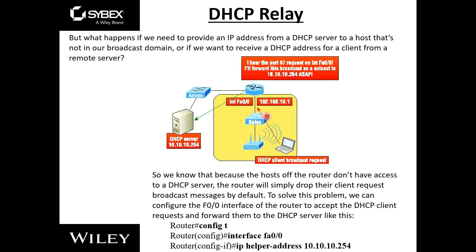So if the router at the address up here of 192.168.10.1 receives a DHCP request from a client, such as a laptop or a phone, what have you, it will then forward that request through the network to the IP address of 10.10.10.254, which is our DHCP server over here. All right.